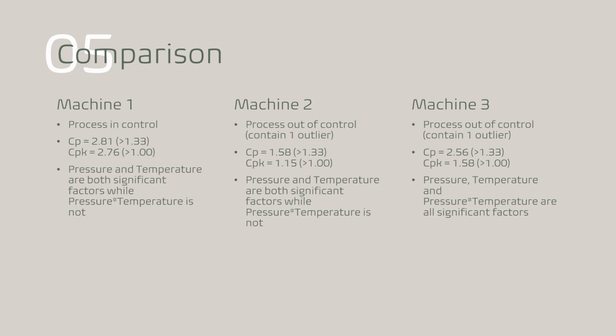Now, we are going to compare these three machines based on the data we analyzed before. From the slideshow, we can see that the process is in control only for machine 1. The processes for machines 2 and 3 are out of control with one outlier each. All three machines are capable and meet the specifications by referring to their CP and CPK values. For machines 1 and 2, pressure and temperature are both significant factors, while pressure times temperature is not. Meanwhile, pressure, temperature, and pressure times temperature factors are all significant for machine 3.